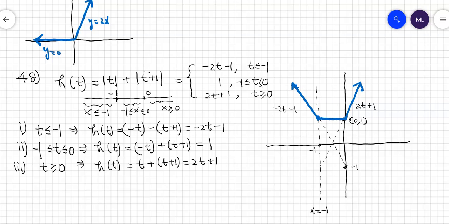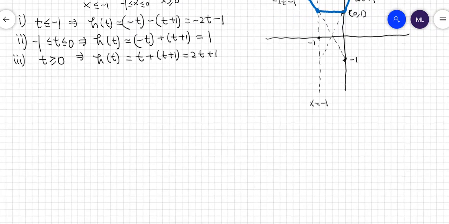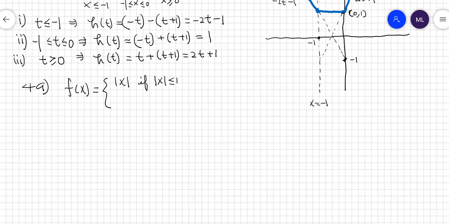Very good question, 48. And then let's try 49, you can do it. What is the meaning of 49 here? So 49 is f of x is absolute value of x if absolute value of x is less than or equal to 1. But what is the meaning of this? Another way of saying that is, this is between what? Between x is negative 1 and positive 1. That is the meaning of this.